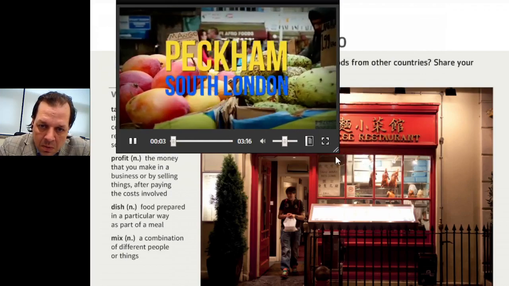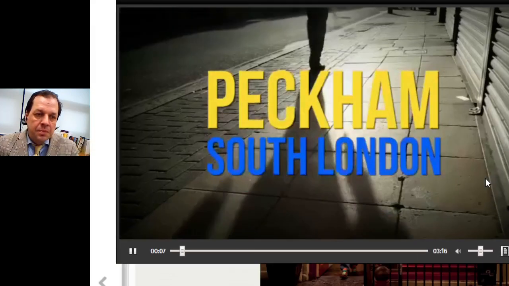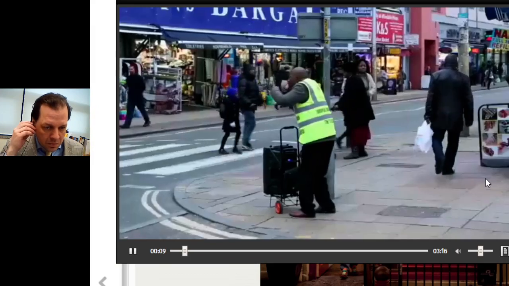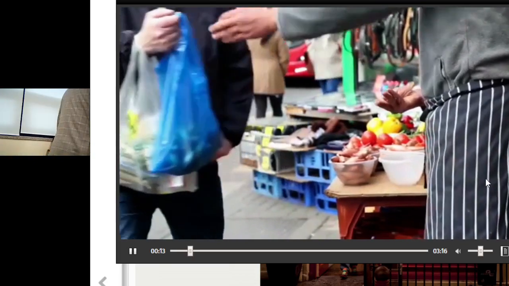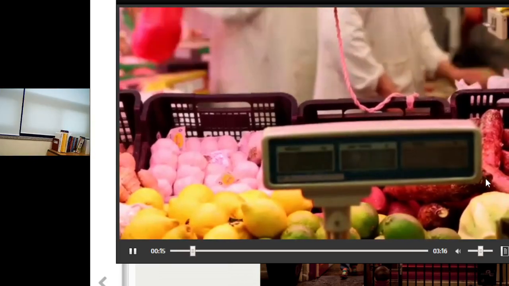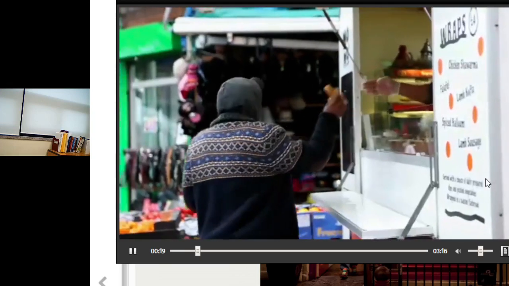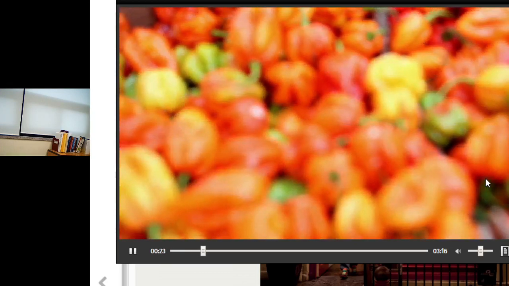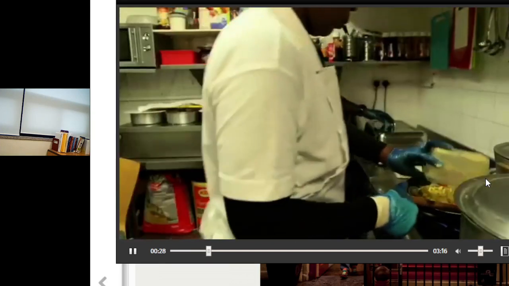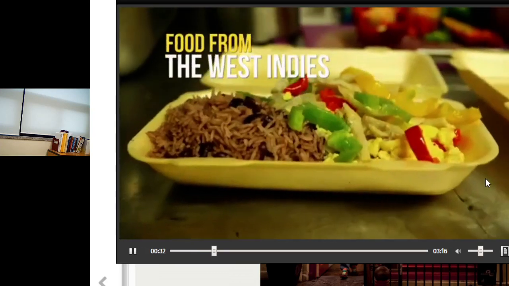Welcome to Peckham in South London. People from lots of different countries live here. You can see the different types of food for sale, smell different flavours, and taste meals from all around the world. This is Jennifer and her husband. They have a takeaway shop in Peckham where they cook and sell West Indian food.